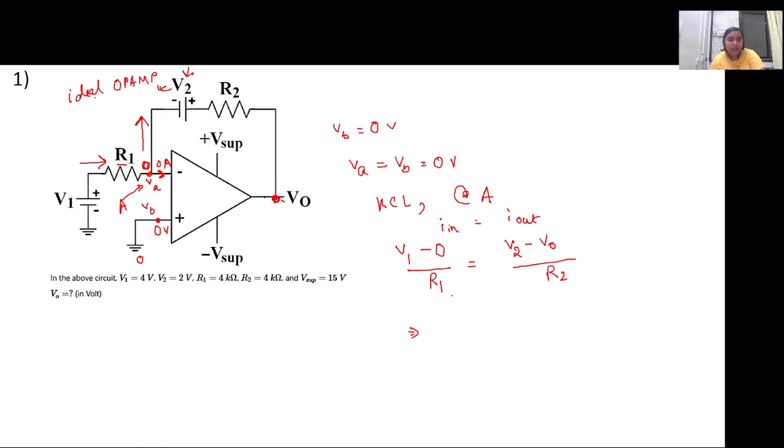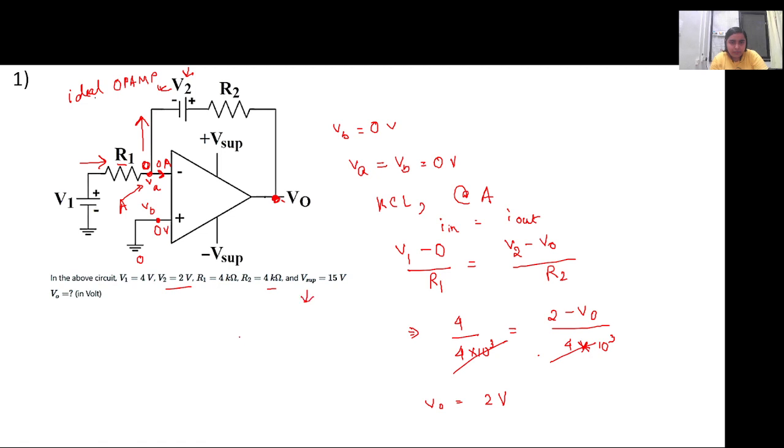So we have all the values of V1, V2, R1 and R2, so we can compute V0. Let us compute V0. So V1 is 4, R1 is 4 kilo ohm. V2 is given as 2 volt. We do not know V0, and R2 is given as 4 kilo ohm again. So these two can be cancelled. So V0 will come out to be 2 volt.